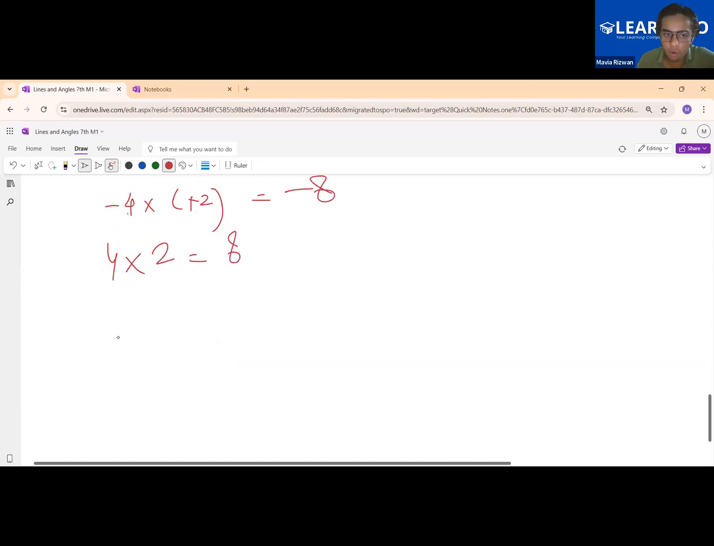If I have 4 into minus 2, again 4 2s is 8, and plus minus is minus, so we are going to put minus. If I have minus 4 into minus 2, so 4 2s is 8 and minus minus is plus. So this is going to be plus. Easiest way to explain multiplication. I'm going a bit fast because you have already done it.